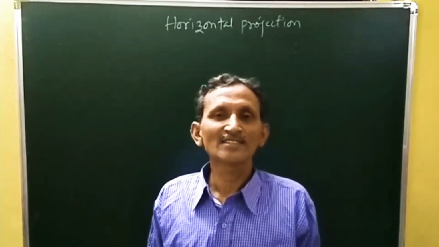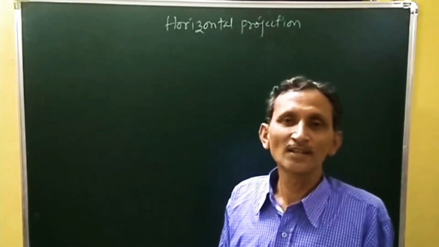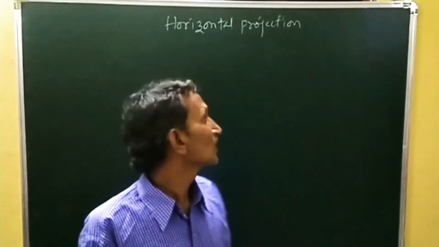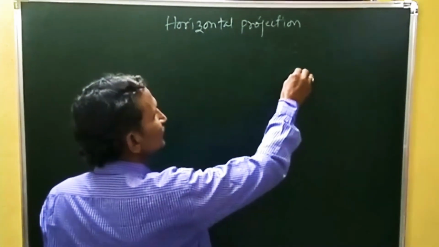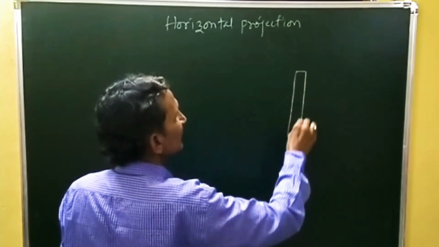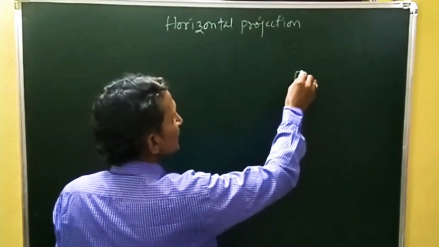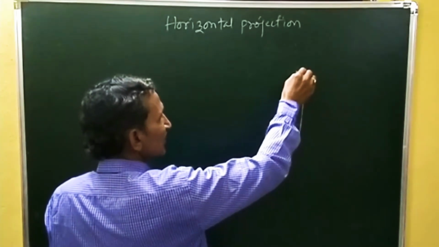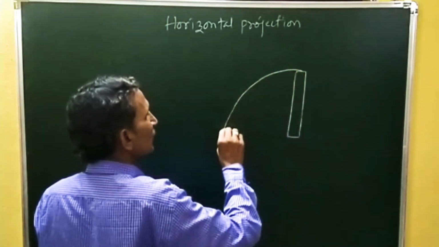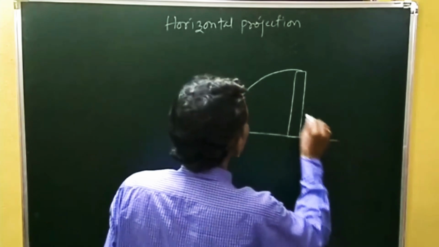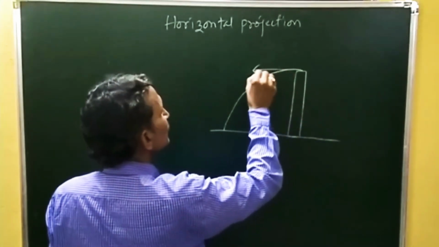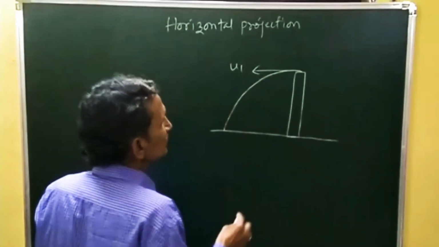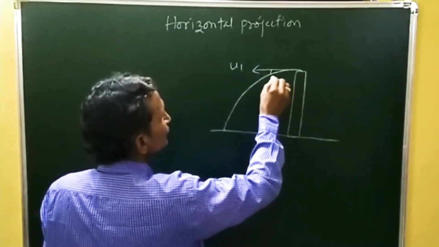Okay children, now let us see the next concept. That is a very interesting concept. From the top of a tower, a stone is projected horizontally and it reaches the ground. It hits the ground with initial velocity, let us take u1 as the initial velocity, at an angle theta.